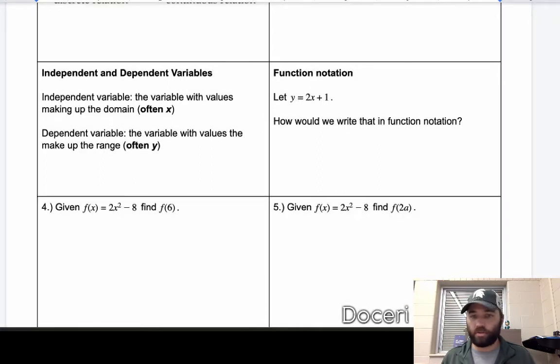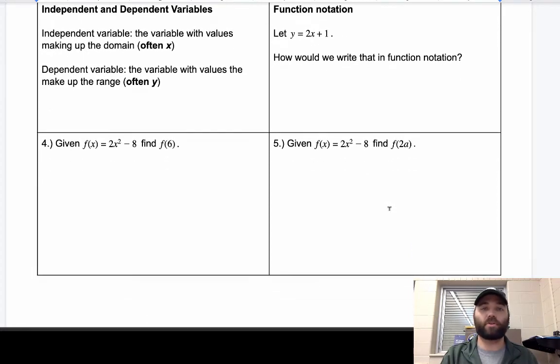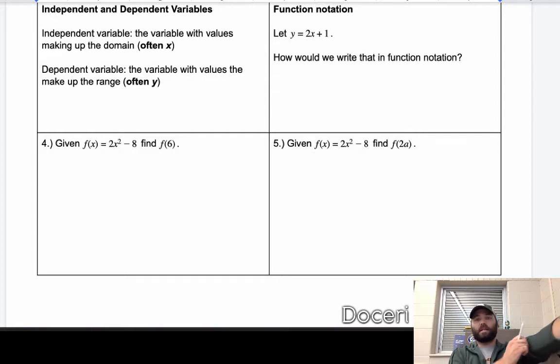Let's talk about function notation real quick. In fact, let's move this up a little bit before we do. Let's talk about function notation. So let's let y equals 2x be an equation here, obviously. Now we know that we can graph this line, and we know that it's a function.